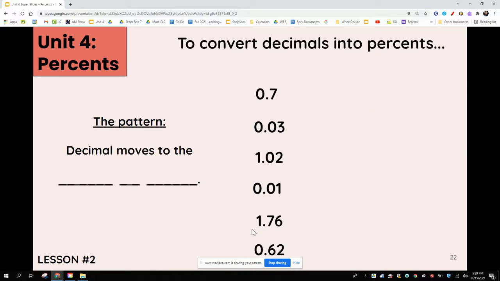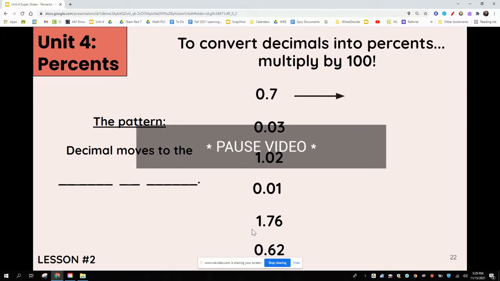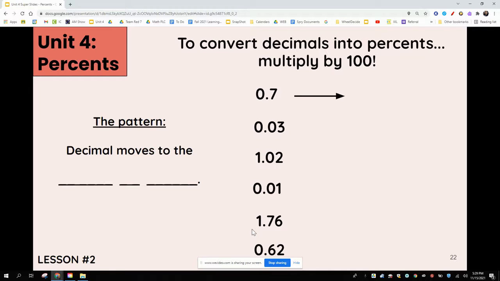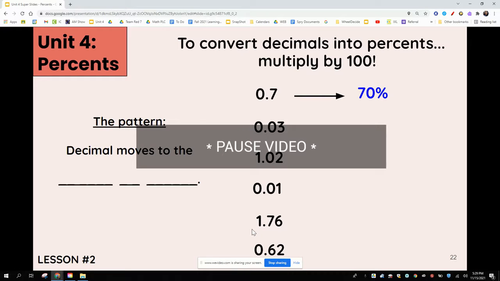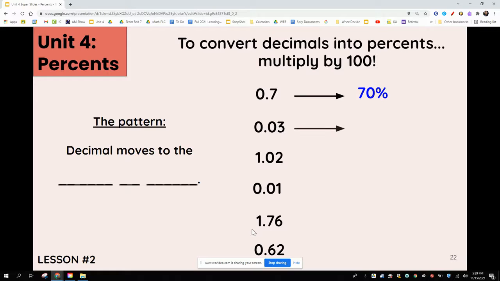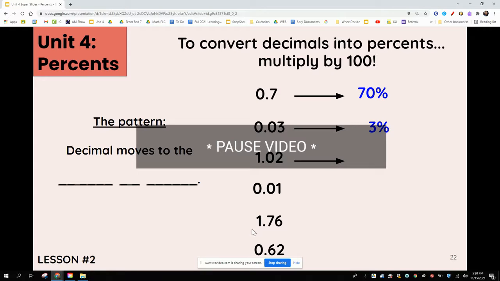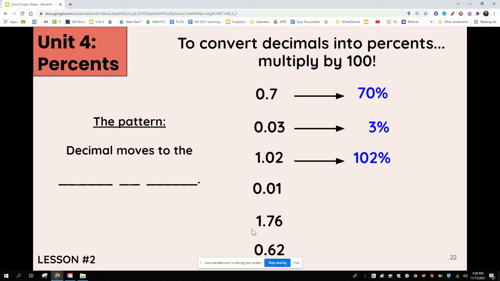Now I'm going to give you decimals and ask you to make them into percents. To convert decimals into percents, multiply by 100. So pick up your calculators and do 0.7 times 100. You should have gotten 70 for 70%. Now try 0.03 times 100. You should have gotten 3%. Lastly, do 1.02 times 100. You should have gotten 102%.